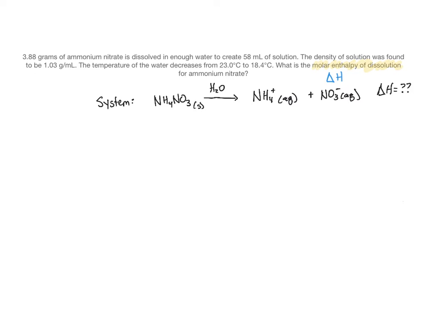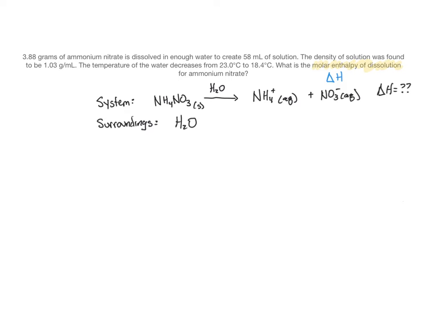So in this case, it tells us that 3.88 grams of ammonium nitrate is dissolved in enough water to create 58 milliliters of solution. The density of solution was found to be 1.03 grams per milliliter, and the temperature of the water decreases from 23 to 18.4. So, as I'm thinking about this, I defined my system. I should also define my surroundings. In this case, the surroundings is going to be the water that is doing the dissolution.